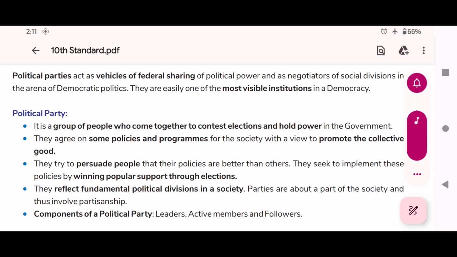Political party: it is a group of people who come together to contest elections and hold power in the government. They agree on some policies and programs for the society with a view to promote the collective good. They try to persuade people that their policies are better than others. They seek to implement these policies by winning popular support through elections.